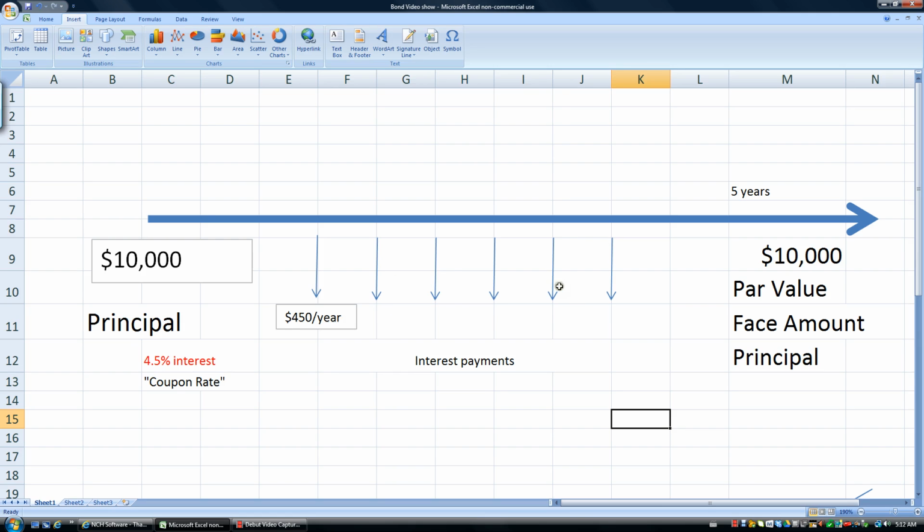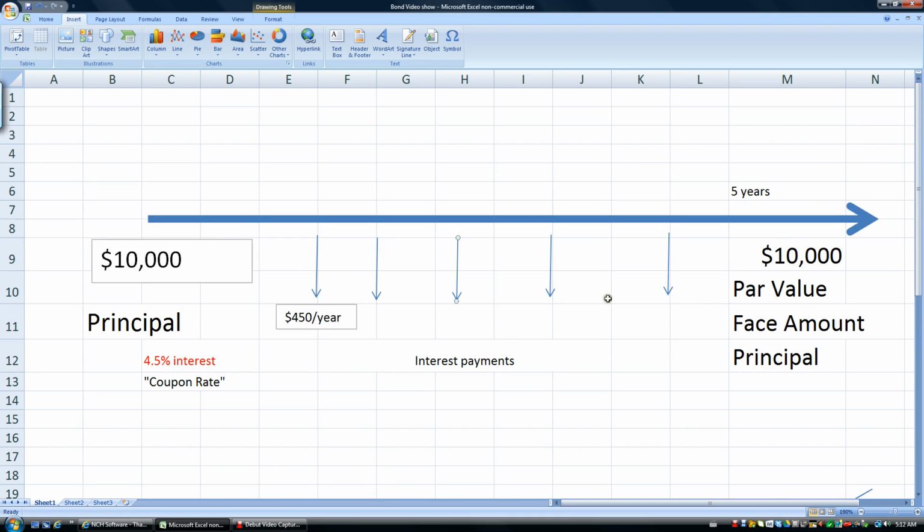And yes, although I did make 6 arrows, it should be actually 5 arrows. And of course these are going to be equally divided over the 5 years. But basically the concept is that sometimes bonds, they do pay 6 monthly. However, your total payments over the 5 years will be at the rate of 4.5% interest.